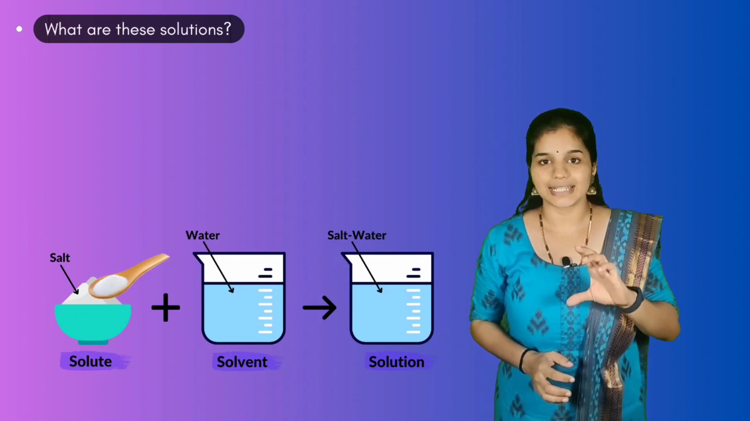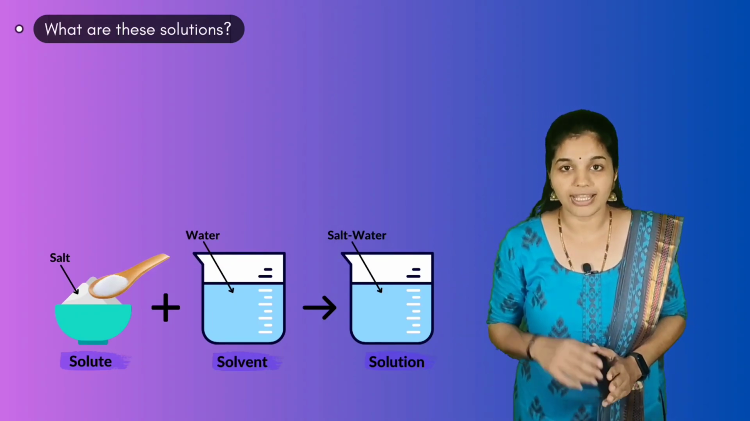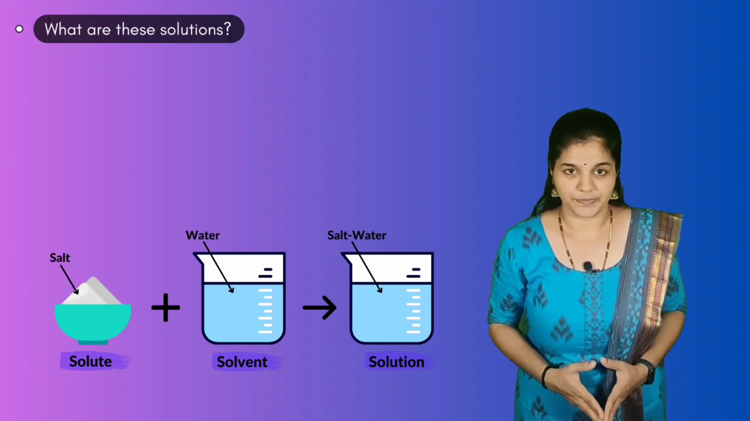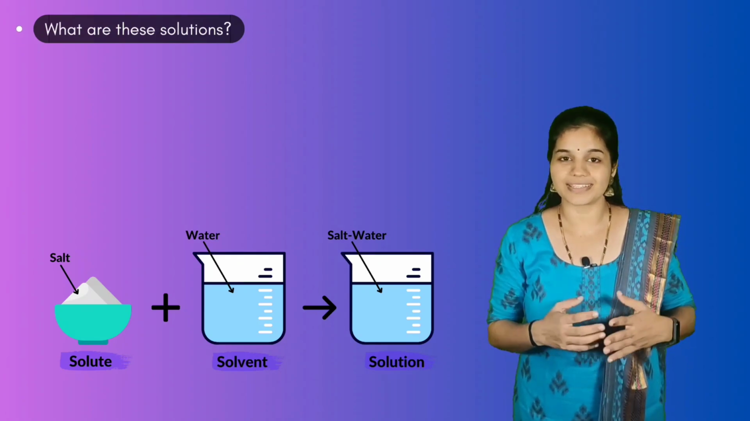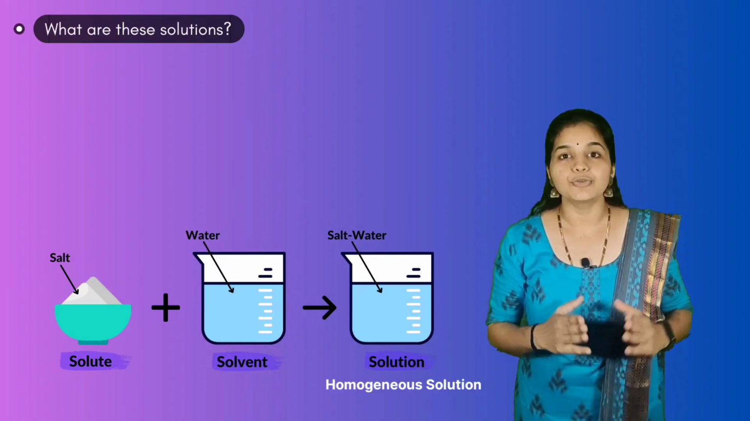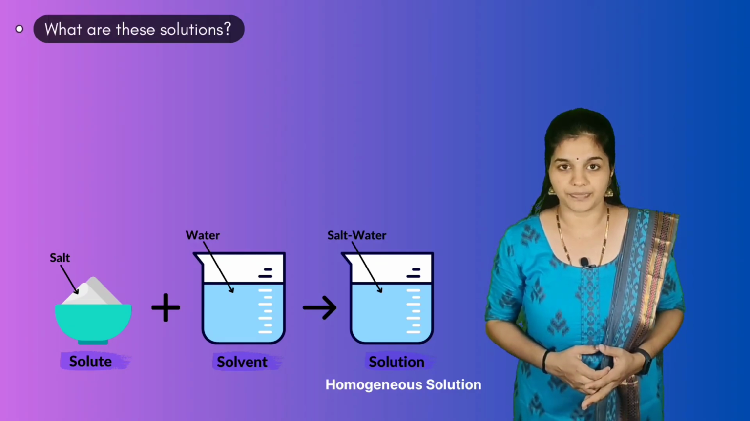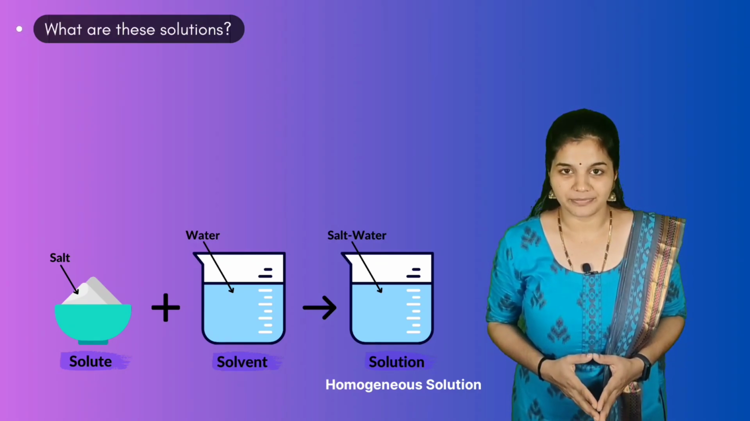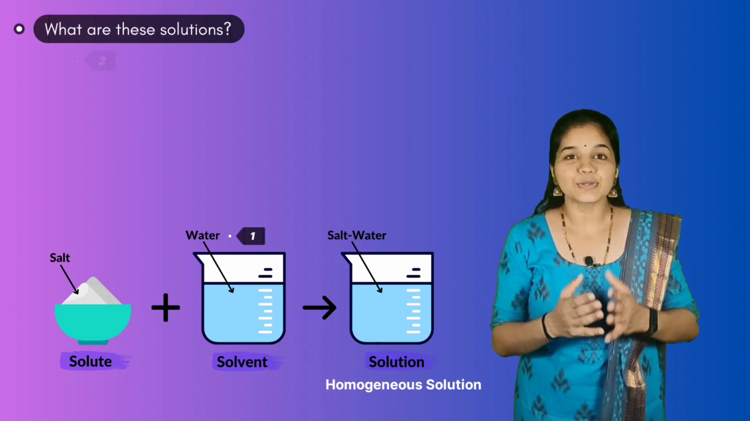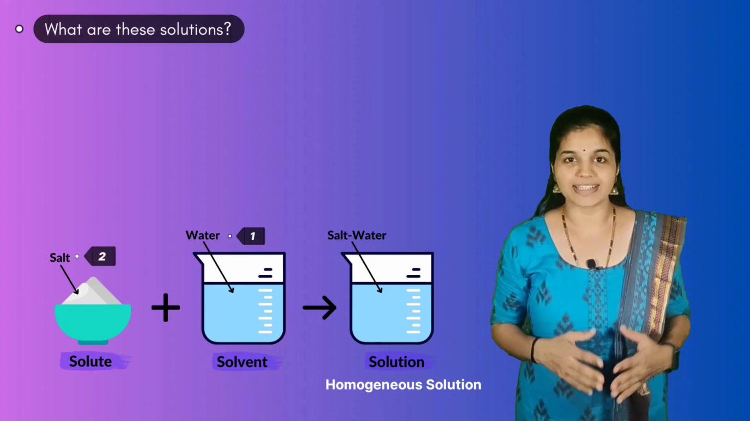For example, take a glass of water, add a spoonful of salt and stir with the spoon. What happens? Salt dissolves in water and you get a homogeneous solution, isn't it? Why is it a homogeneous solution? Because you have uniform composition throughout the mixture. How many components do we have here? Two, right? Yes, water and salt. A solution which has only two components is called a binary solution. Bi means two. So, binary solution means a solution having two components.